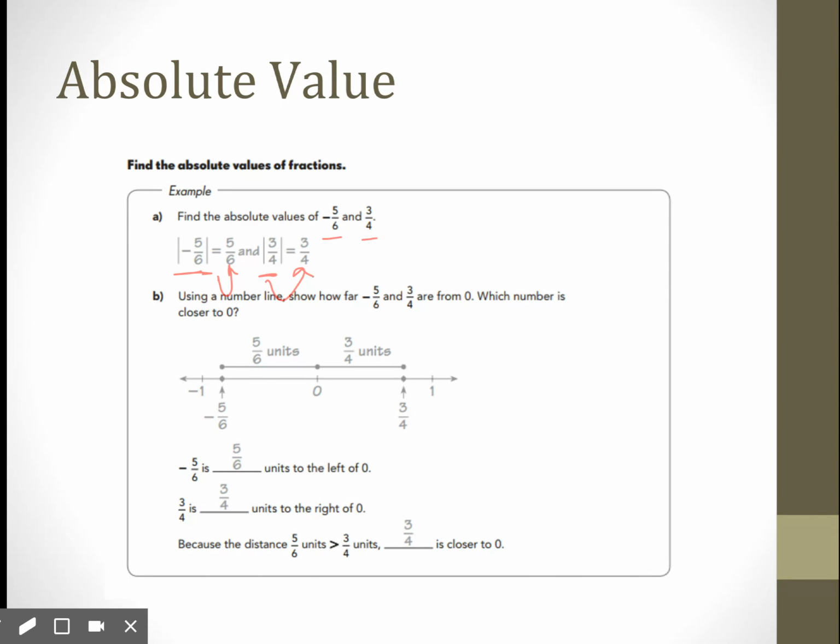You can use the number line to show how far -5/6 and 3/4 are from 0. And if you use that, you can easily visualize which number is closer to 0. So by looking at this number line, -5/6 is 5/6 units to the left, and 3/4 is 3/4 units to the right. So because the distance, 5/6 units, is greater than 3/4 units, or 5/6 is further from 0, 3/4 is closer to 0.